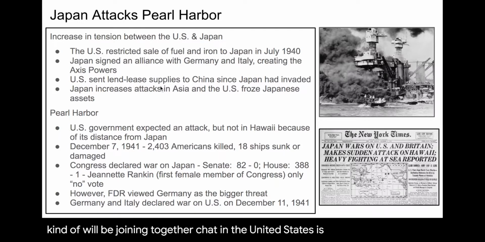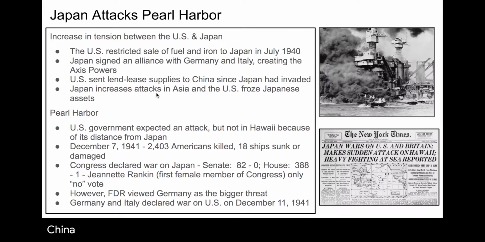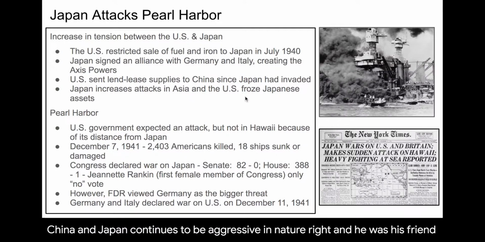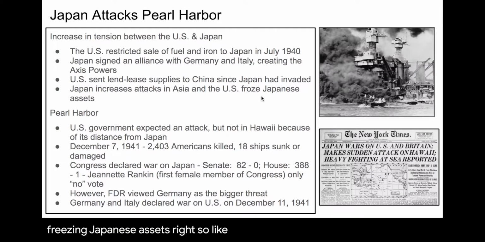The United States is sending supplies to China, and Japan continues to be aggressive in Asia, right? And the U.S. is freezing Japanese assets, right? So, like, money and goods that Japan is not able to access anymore.